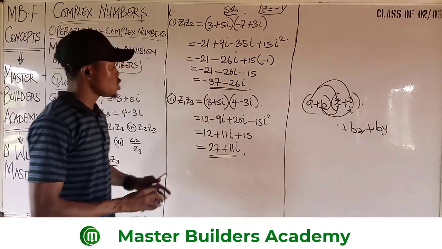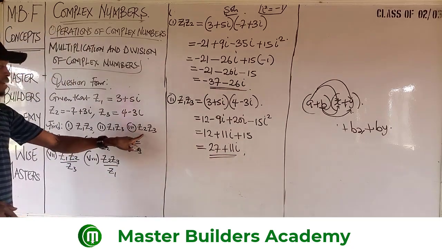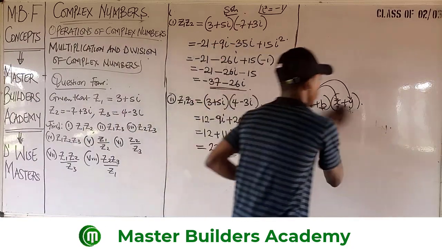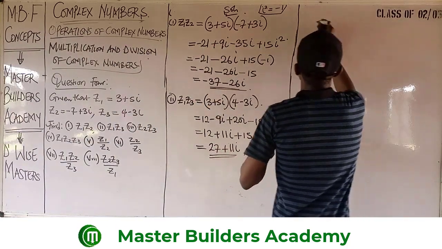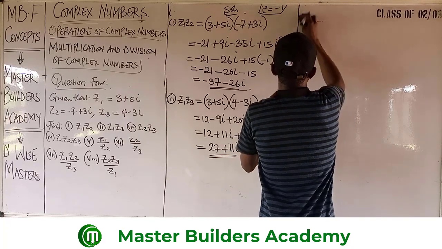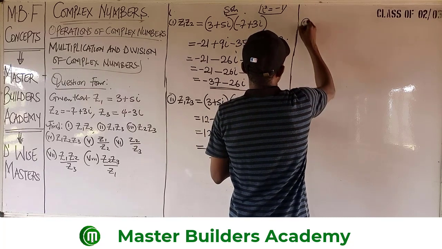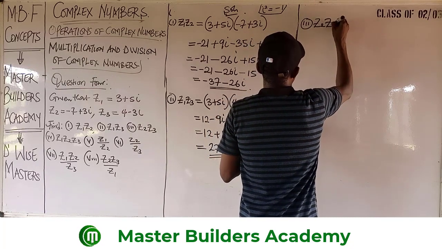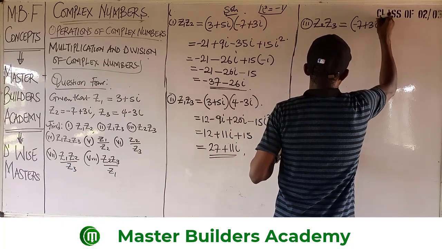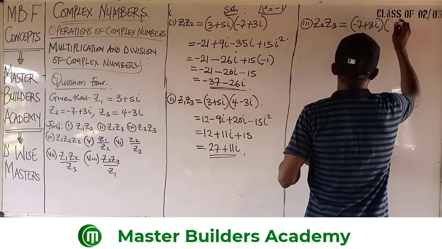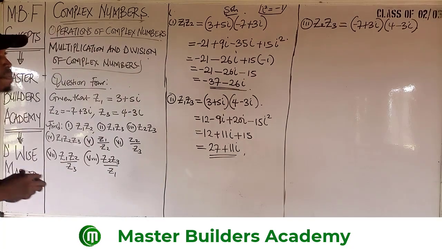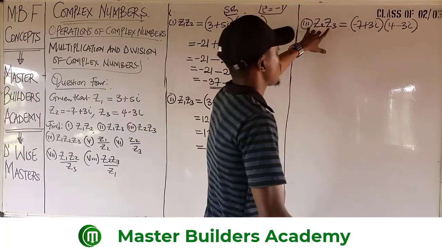Alright, now the next thing we want to do is to obtain Roman figure 3, which is the product of Z2 and Z3. So we move to this level. Roman figure 3, Z2 times Z3. Now, our Z2 is minus 7 plus 3i, and then Z3 is 4 minus 3i. Already we know this, right? So these are the values that we have for Z1, Z2, and Z3.